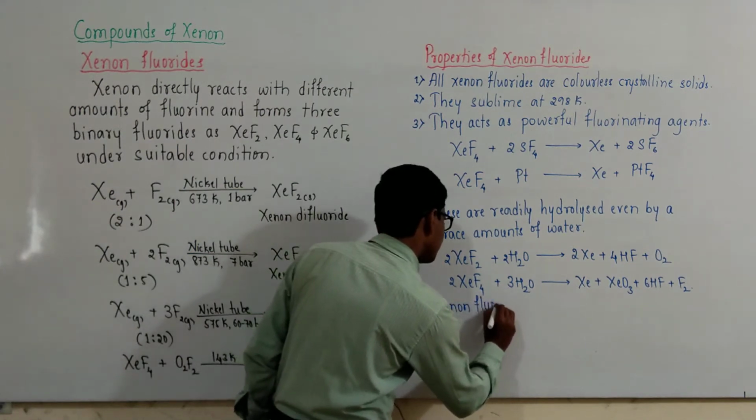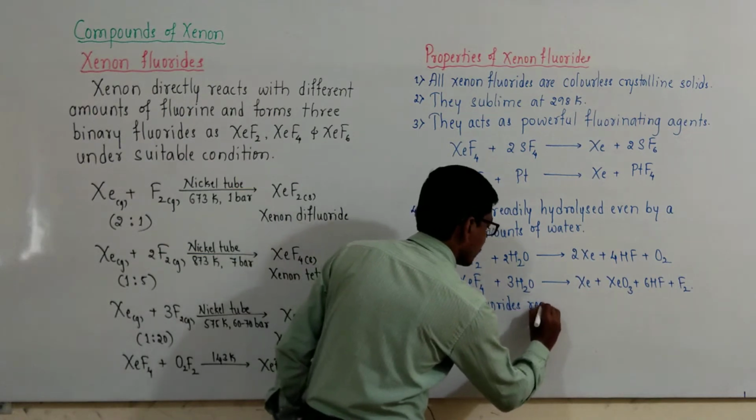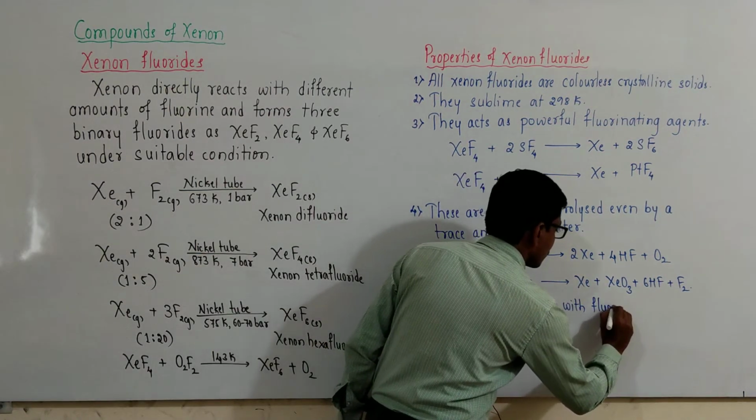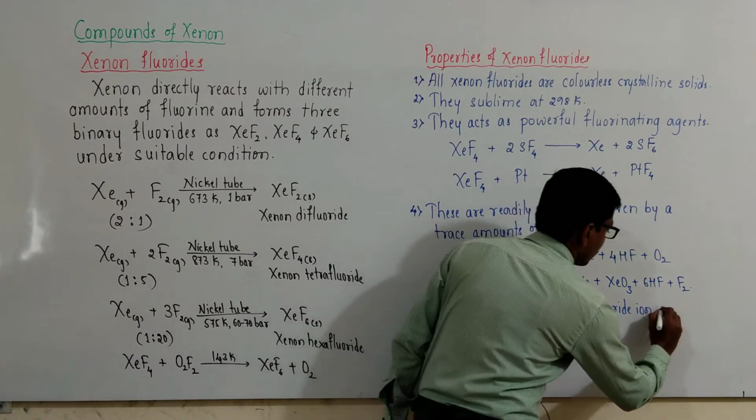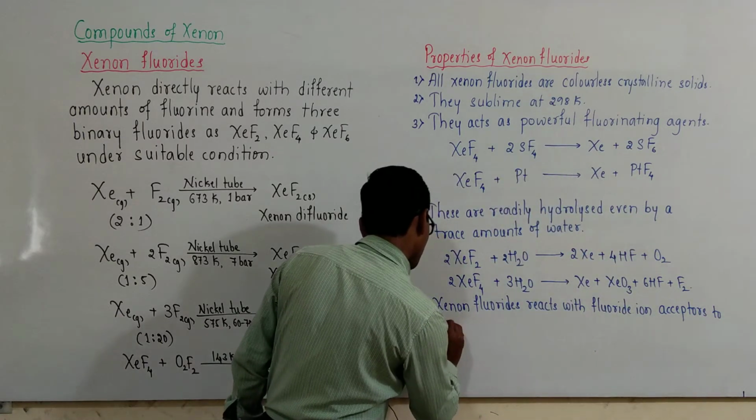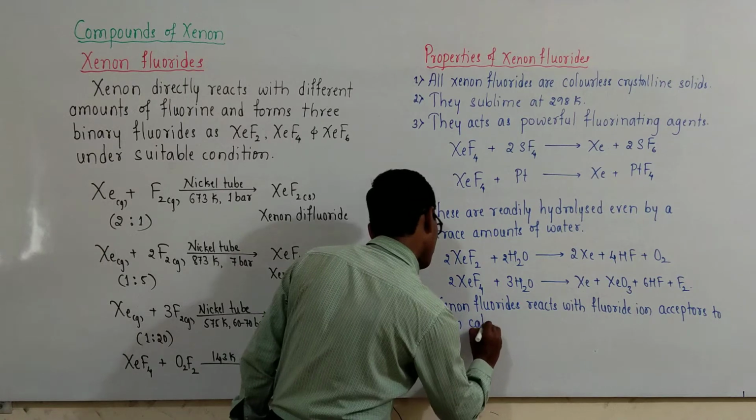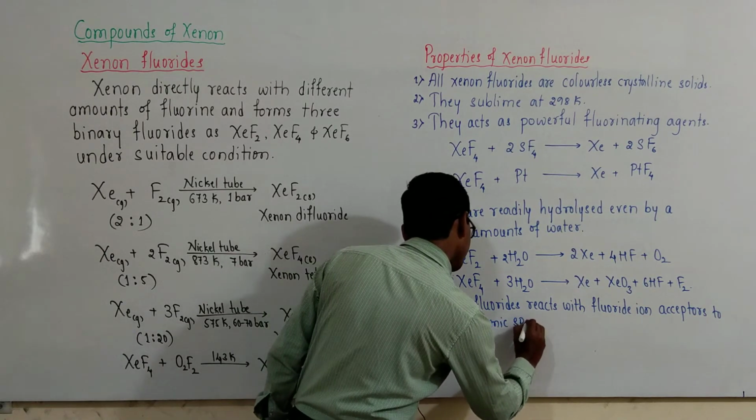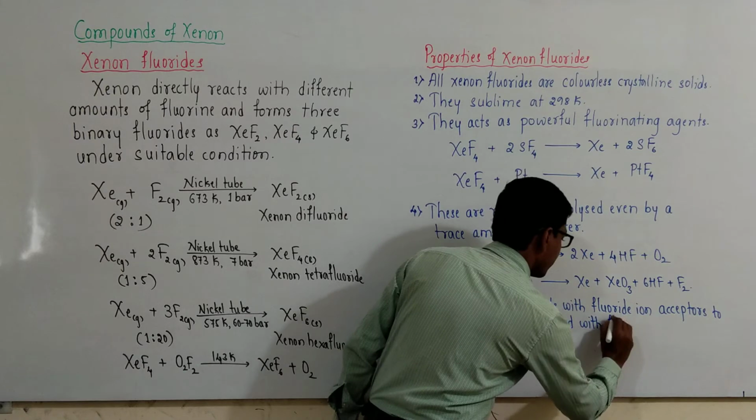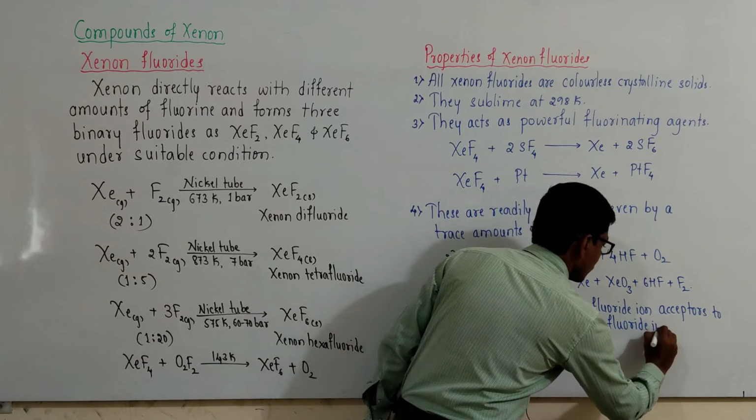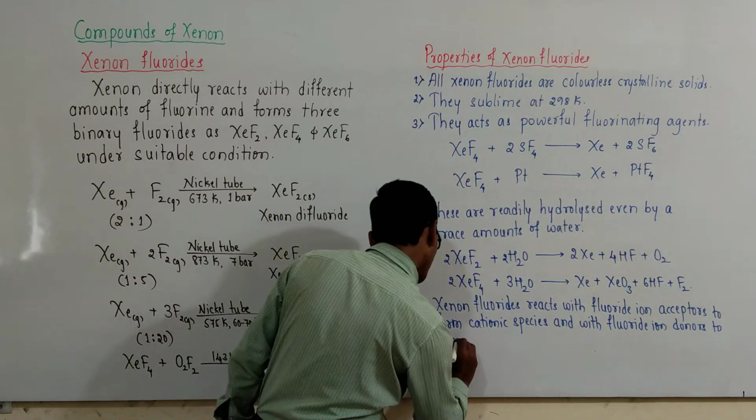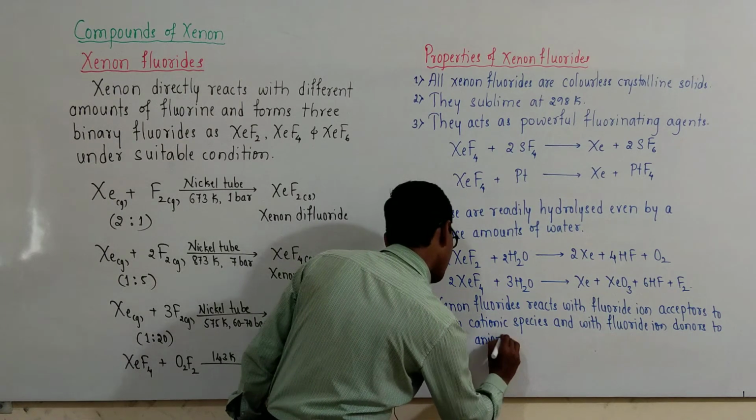Xenon fluorides react with fluoride ion acceptors to form cationic species and with fluoride ion donors to form anionic species.